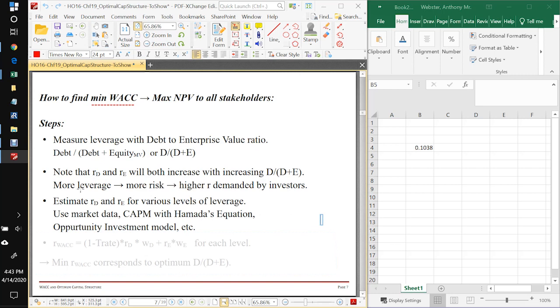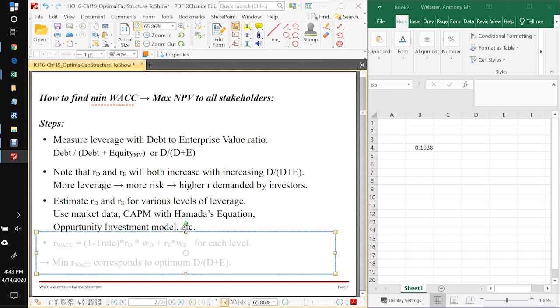So we're going to have to estimate the cost of debt capital for a given firm and the cost of equity capital at various levels of leverage. We're going to use market data for R_D in particular for the cost of debt capital. And we'll probably use CAPM and Hamada's equation for the cost of equity capital. We could use something like the opportunity investment model also.